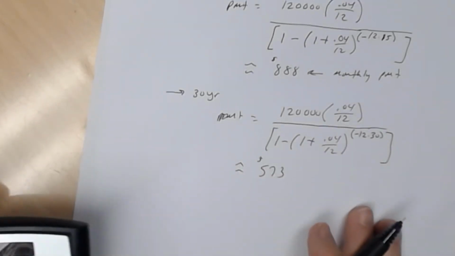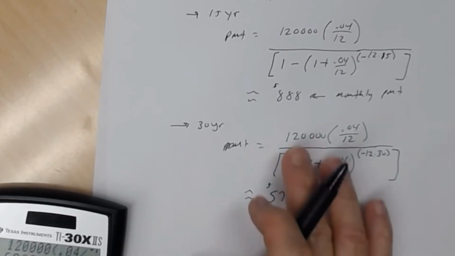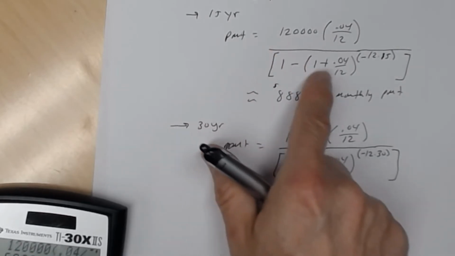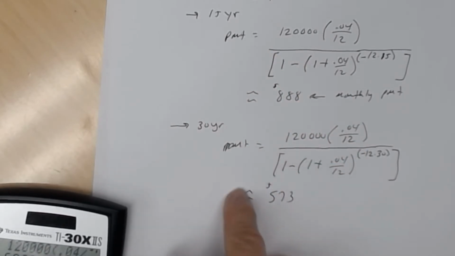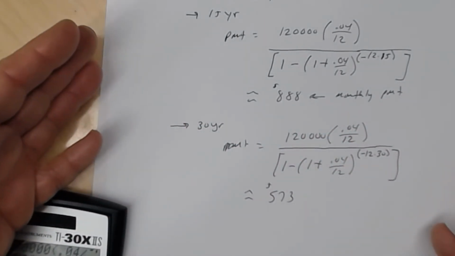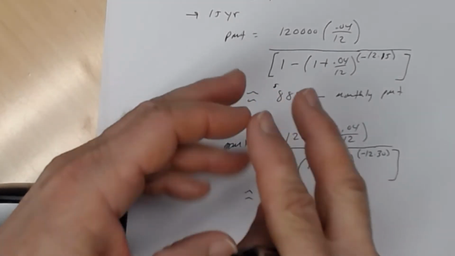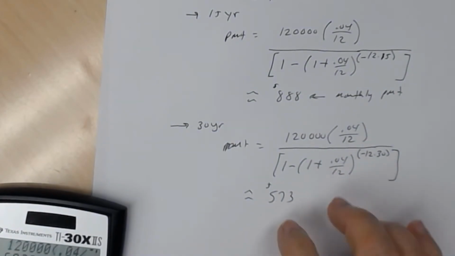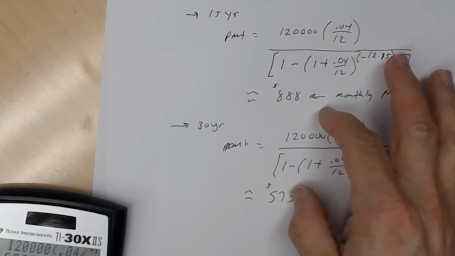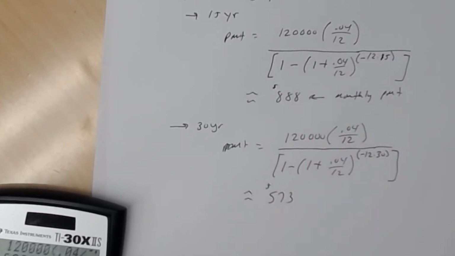Now remember in our discussion, hopefully you understand why this one's lower than that one. The rate's the same and the amount borrowed is the same, so obviously the monthly payment should be smaller because you're spreading it out over a 30-year period instead of a 15-year period. But here's the problem though. If you can afford an extra $300, watch how much interest you're going to save.